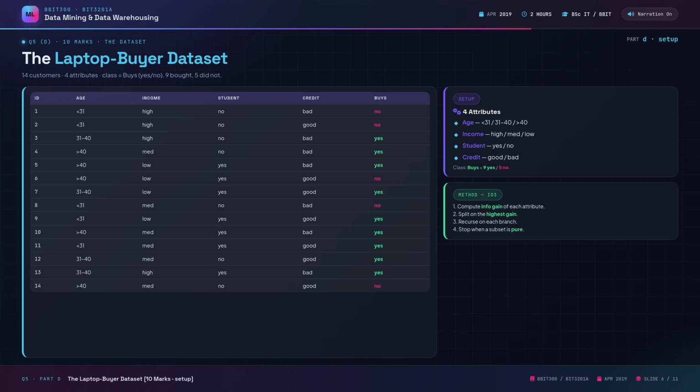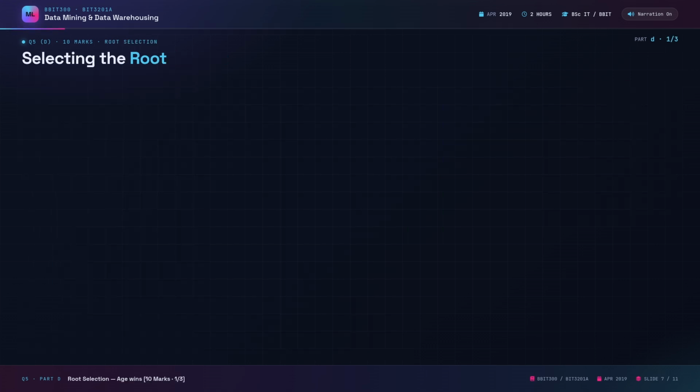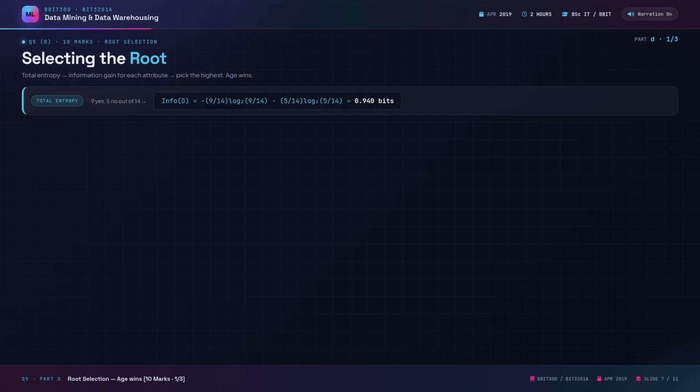Slide 7, the root selection. First, the total entropy of the class label, 9 yes, 5 no out of 14. The entropy is minus 9/14 log 2 of 9/14, minus 5/14 log 2 of 5/14, which evaluates to approximately 0.940 bits. Now compute the information gain for each of the 4 attributes.